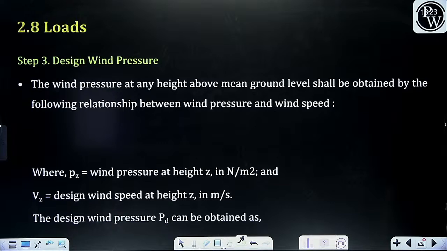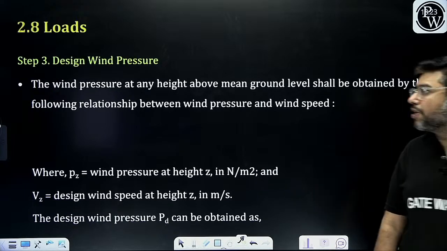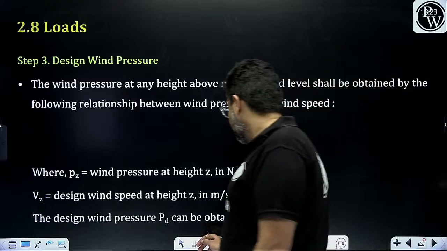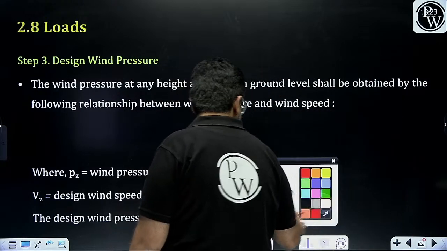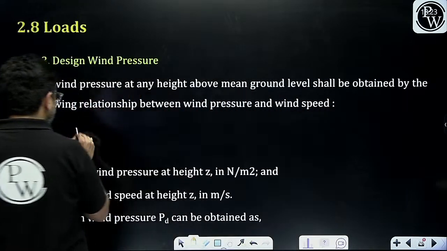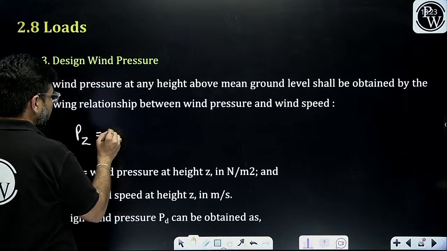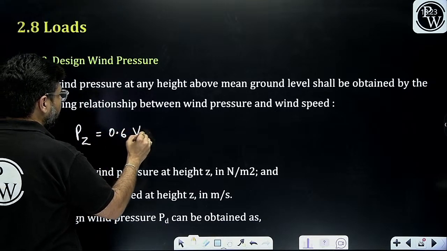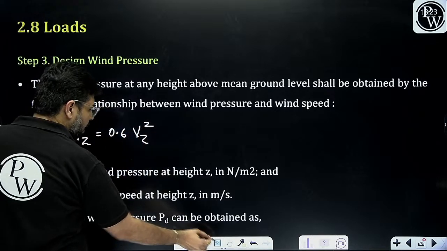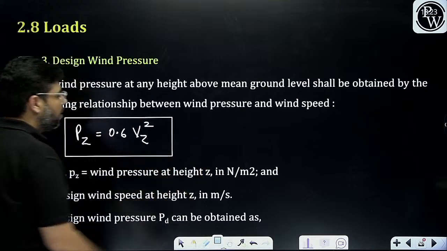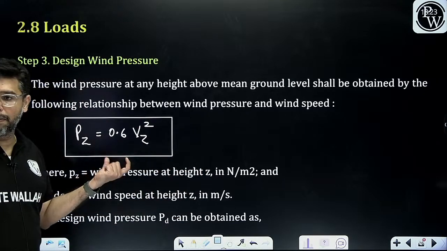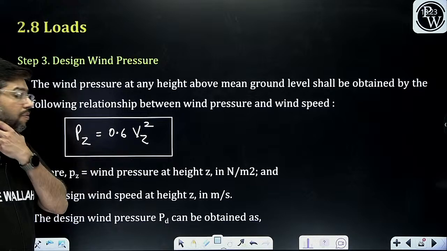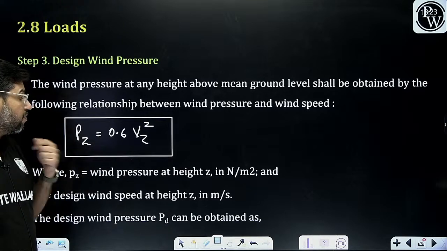How the design wind pressure is calculated, please see. First, you will calculate the wind pressure at any height Z. Wind pressure is 0.6 into Vz square, where Vz is the design wind speed. This is the empirical formula. Please remember this formula, very important. Many times objective questions are asked from this topic.